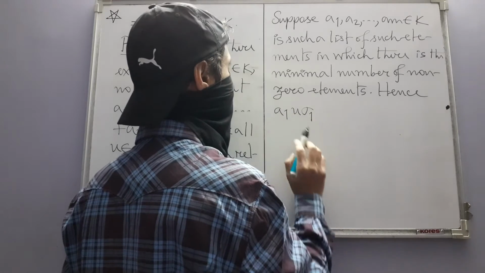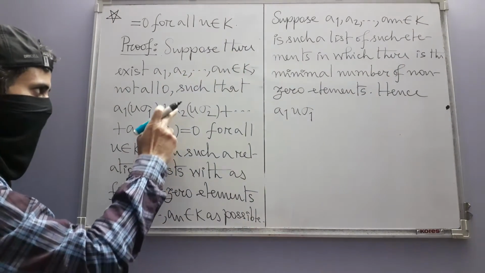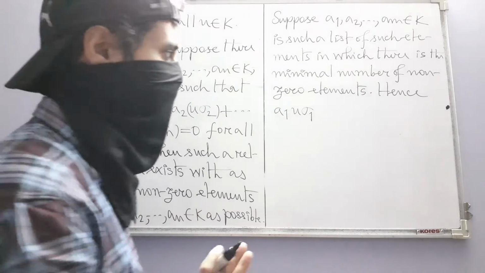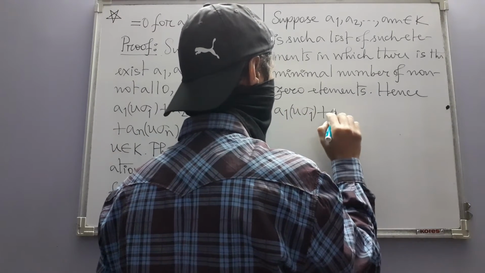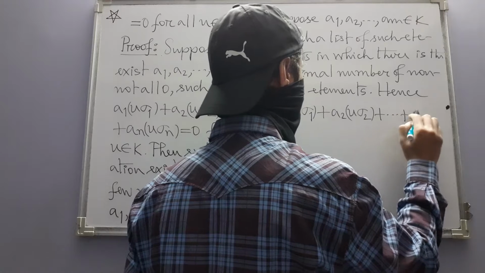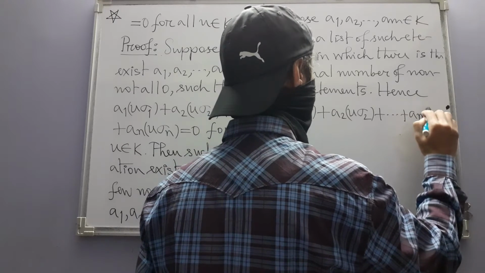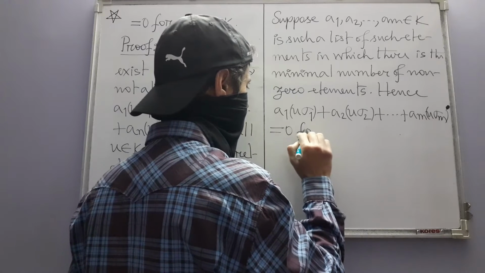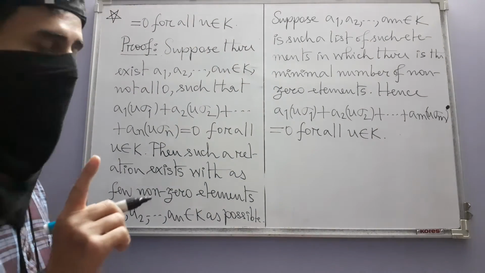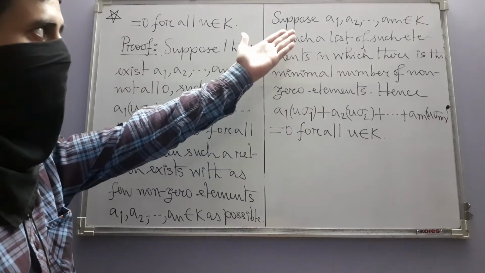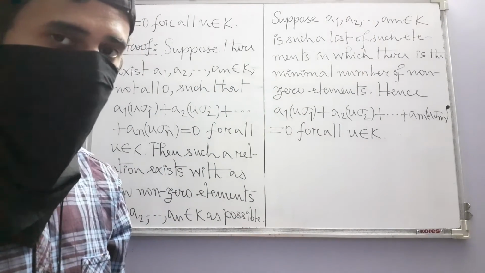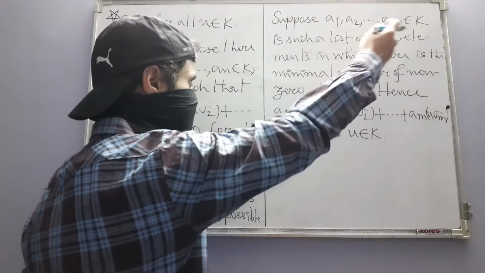A1 u sigma 1, because it may not actually be this n, so we changed it to m. We know that m is less than or equal to n in any case. Am u sigma m is equal to 0 for all u in K. And note that because we are considering this to be the minimal such list, all the AIs are non-zero. Why? In this minimal list, all the AIs that we see here are non-zero.